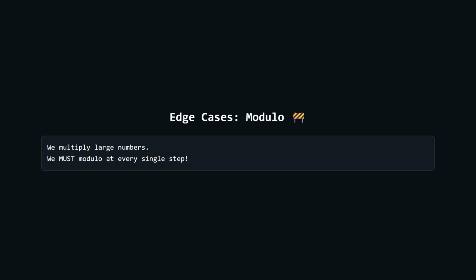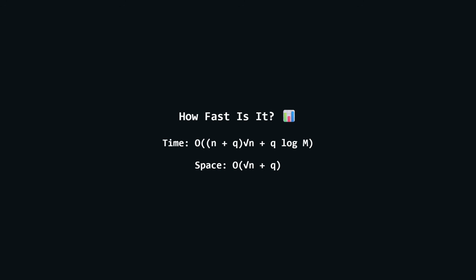A quick note on edge cases. Because we are multiplying values repeatedly, the numbers would grow infinitely large and crash our program, so we absolutely must apply the modulo operator on every single multiplication step, not just at the end. So how fast is this? The time complexity balances out to order n plus q times the square root of n plus q log n for the modular inverse. The space complexity is order root n plus q to hold our groups.